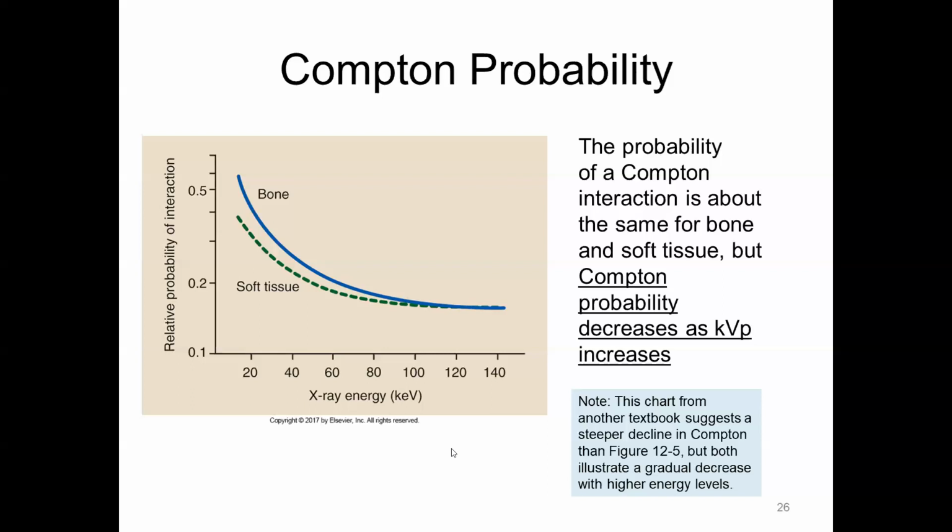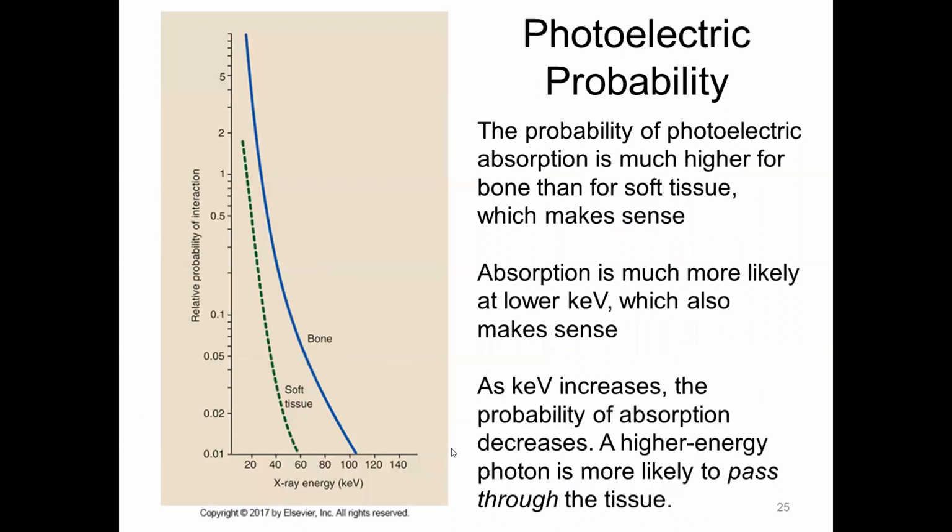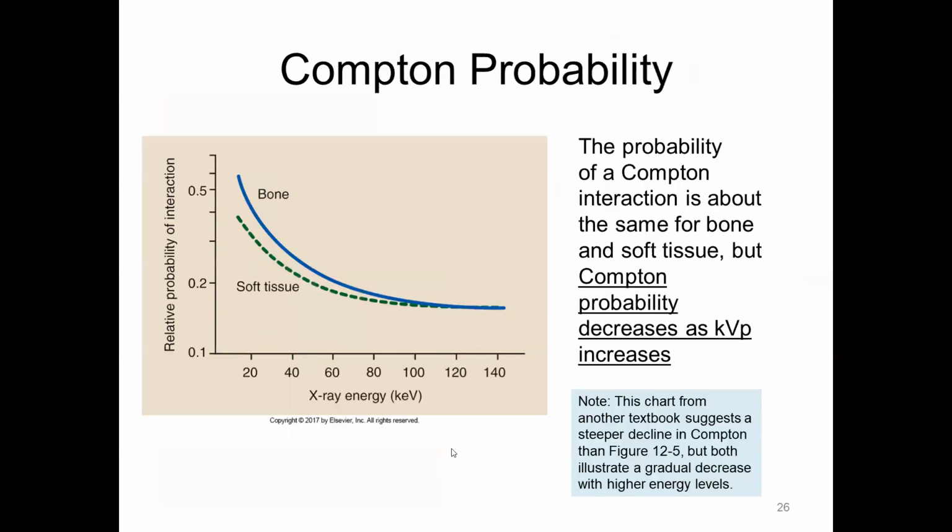Just a little side note, this chart, since it's from a different textbook, suggests a steeper decline in Compton than the chart in figure 12.5, but both of them do show a gradual decrease in Compton probability as you increase your energy level. So we get two charts, photoelectric probability and Compton probability. Now we're just going to put them together.